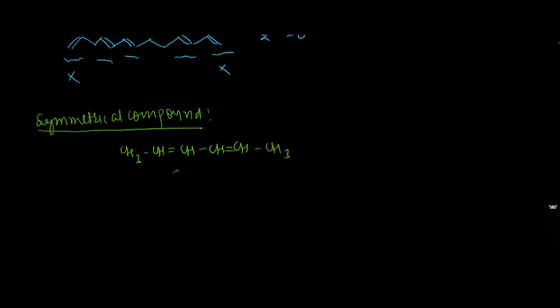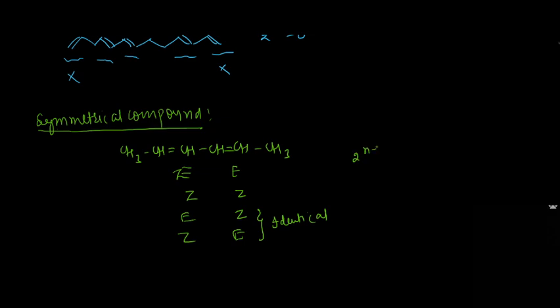So one could be Z, another could be E. One could be Z, another could be Z. One could be E, another could be Z. One could be Z, another could be E. ZZ, EE, ZE and EZ. So these are identical. So how much do we count? There are 3.